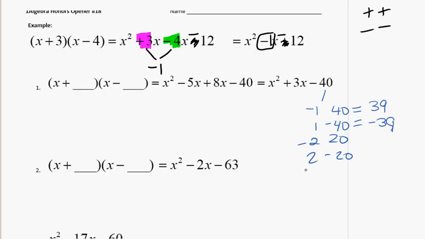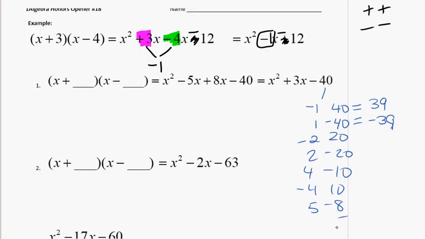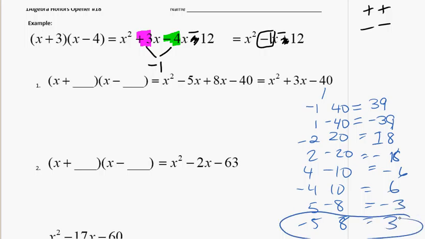2 goes in, 3, 4, negative 10, negative 4, 10. 5, negative 8, 8, negative 5. Like that. And now 6 doesn't go, 7 doesn't go, and we're wrapped around. So adding these up. 18, negative 18, negative 6, 6, negative 3, 3, and this is my combo. So that breaks down into that, and so I know my numbers are negative 5 and 8.